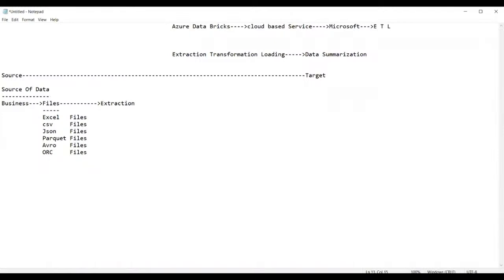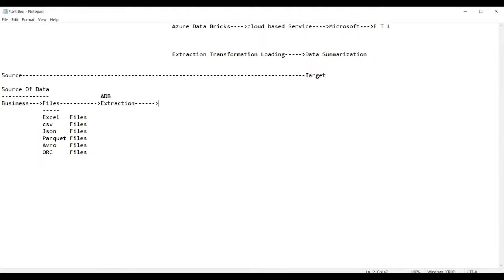And now, guys, this extraction is done by using ADB, that is called Azure Databricks. By using Azure Databricks, we perform the process of extraction. That means extraction of data. Extraction of data only, guys. Then extraction is done.